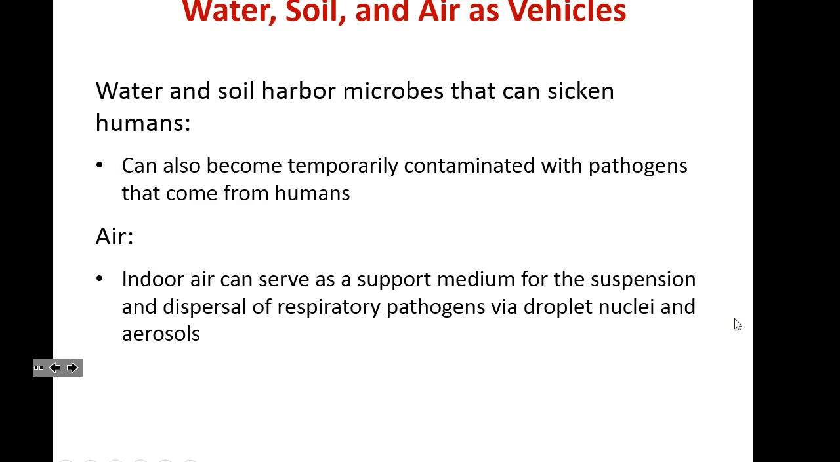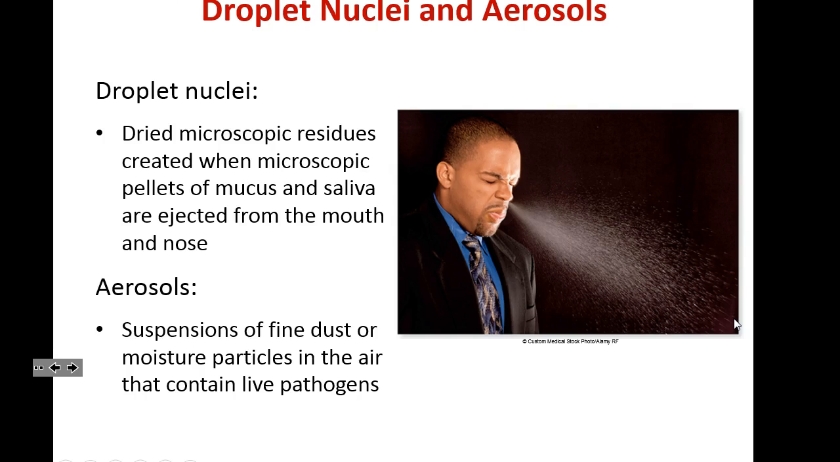Water and soil harbor microbes that can sicken humans, and can also become temporarily contaminated with pathogens that come from humans. The air. Indoor air can serve as a support medium for the suspension and dispersal of respiratory pathogens via droplet nuclei and aerosols. Look at that man right there. He is letting out a lot of droplet nuclei, isn't he?